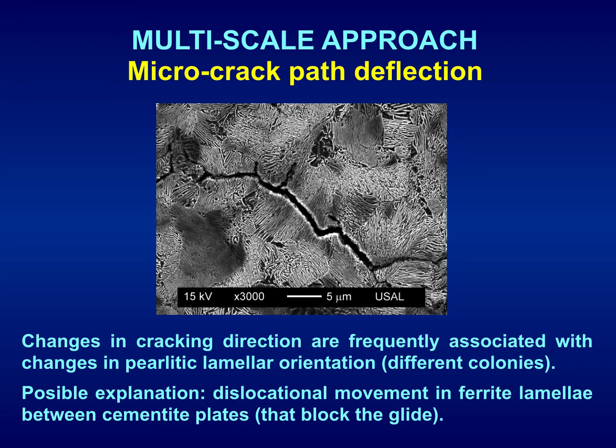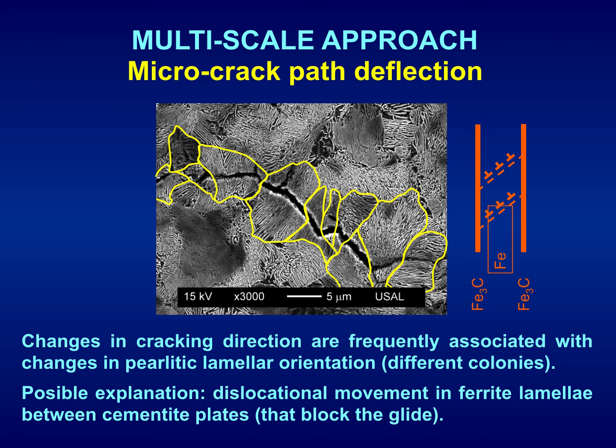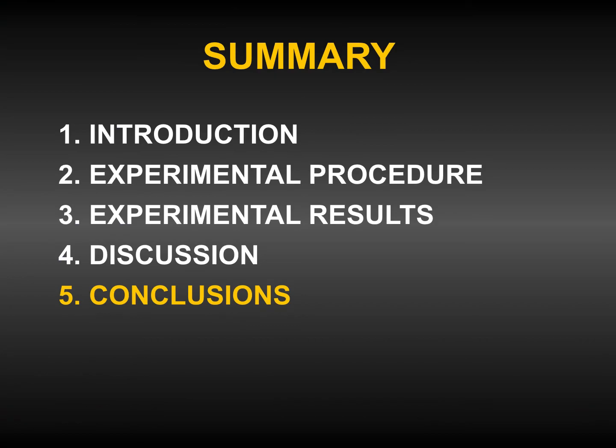And finally, in this multi-scale approach, we observe the microcrack path deflection. Changes in cracking direction are frequently associated with changes in pearlitic lamellar orientation in different colonies. Possible explanation: dislocational movement in ferrite lamella between cementite plates that block the glide. Here we observe the glide in the softer and more ductile ferrite phase, and this dislocational movement is blocked by the harder and more brittle cementite lamella.